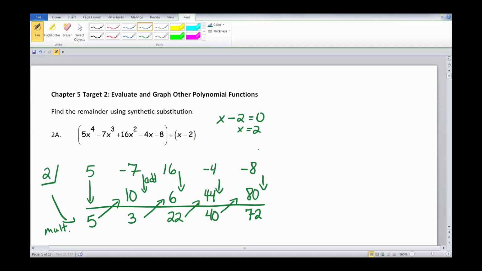So if you were to go ahead and throw 2 into this polynomial, you would end up with a remainder of 72. But again, we used synthetic substitution to kind of prove that. Again, though, that is our Chapter 5, Target 2, problem number 2a.